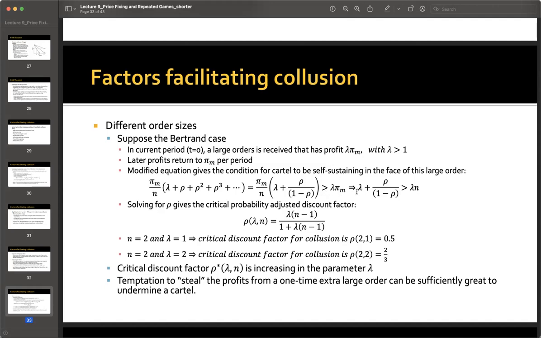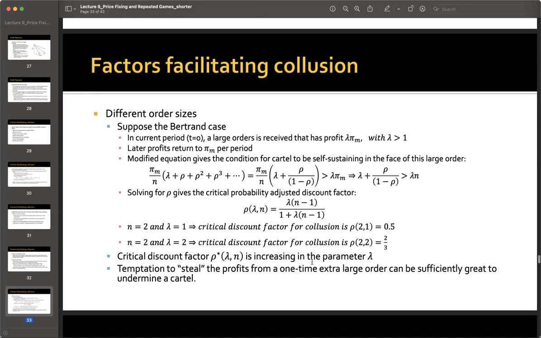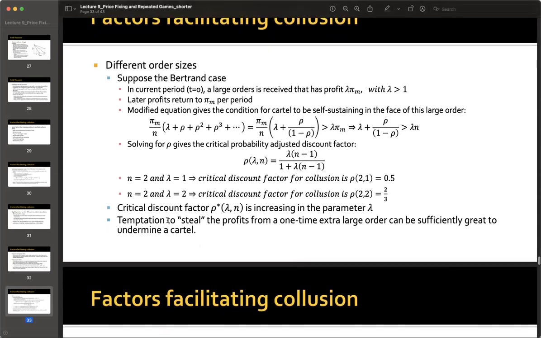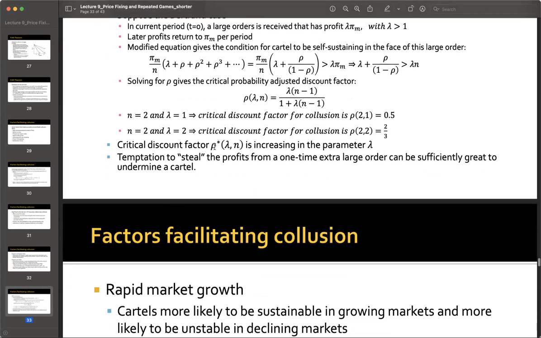Essentially, from the math here, you can see that the benefit from deviating becomes much higher because of that lambda. So the temptation to steal profits from that one-time extra order can be sufficiently great to undermine a cartel. Because that rho star is increasing in lambda.